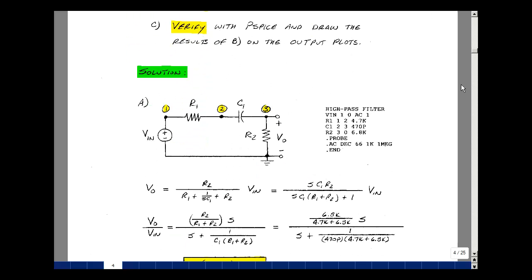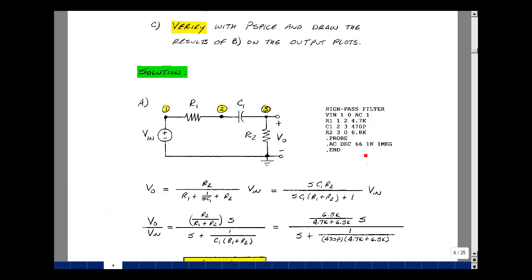To save some space, I put the Spice file here at the beginning, and then we'll take a look at the results and compare it to our hand calculations. So I've got a title, I've got a dot end, got a voltage source between 1 and 0. It's a phasor with a magnitude of 1, so all my node voltages will be transfer functions. Resistor between nodes 1 and 2 with a value of 4.7K. Capacitor between 2 and 3 with a value of 470 picofarads. And then a resistor between 3 and 0 of 6.8K.